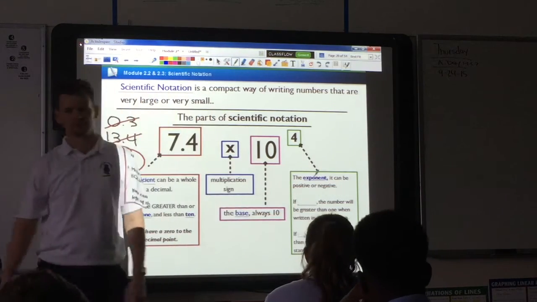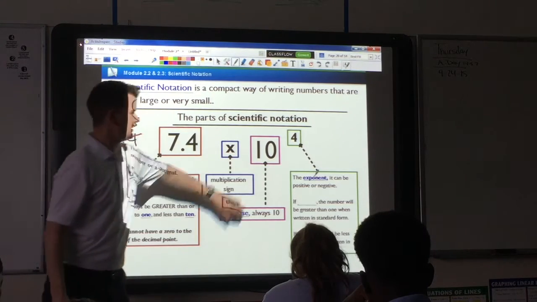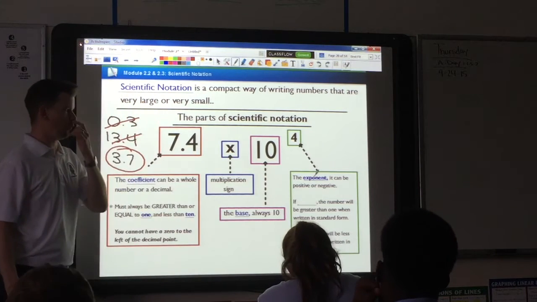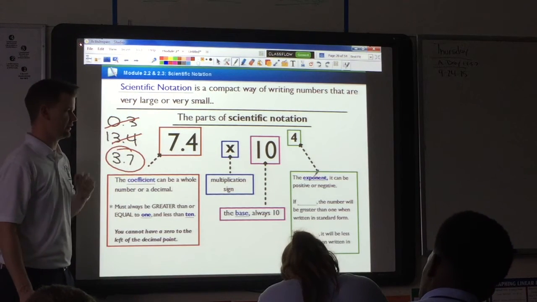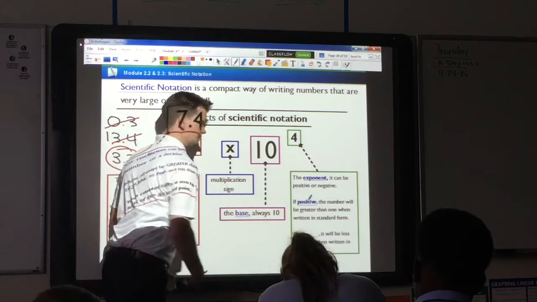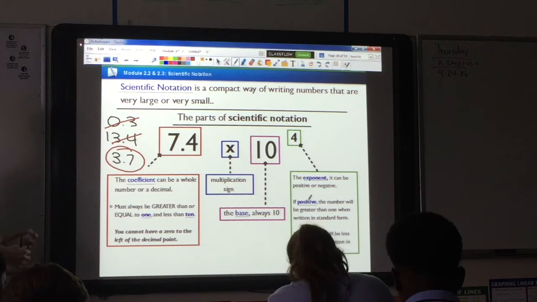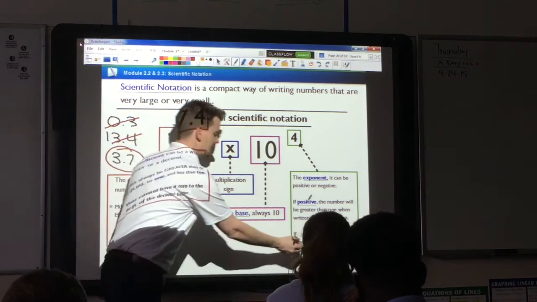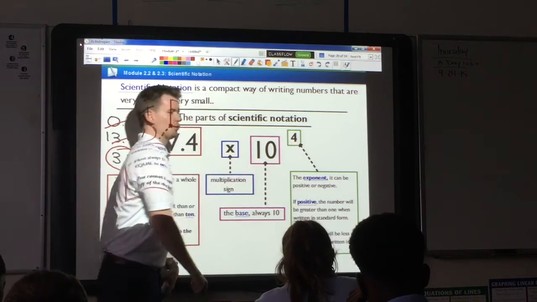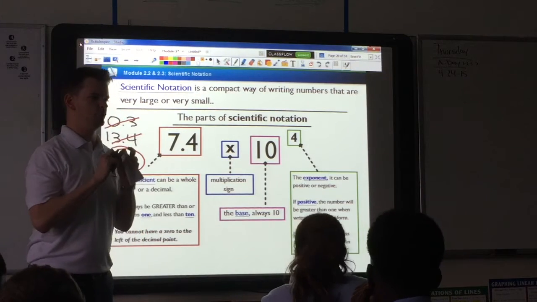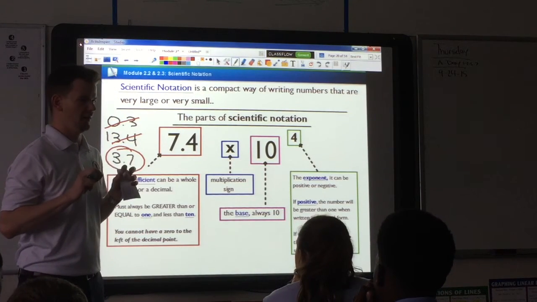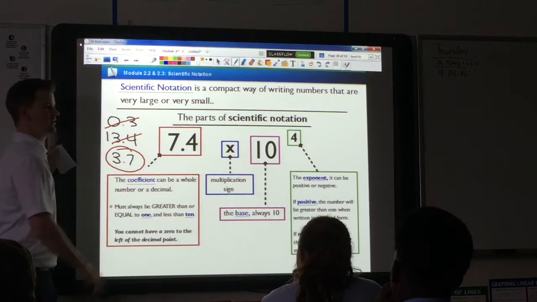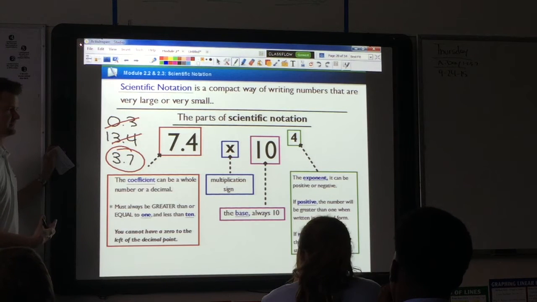That's the exponent. And the exponent can be positive or negative. And we're going to get into later on what that means to us when we see a positive exponent or a negative exponent. If it is positive, right now you just need to know that your number, when written in standard form, will be greater than 1. If you have a negative exponent in scientific notation, when you write your number in standard form, that number will be less than 1. As we proceed through the lesson today, you're going to see how all of the little things that you see here line up together and make sense.